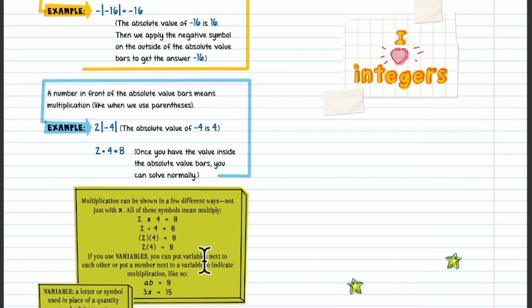If you use variables, you can put variables next to each other or put a number next to a variable to indicate multiplication, like so. Variables: a letter or symbol used in place of a quantity we don't know yet.